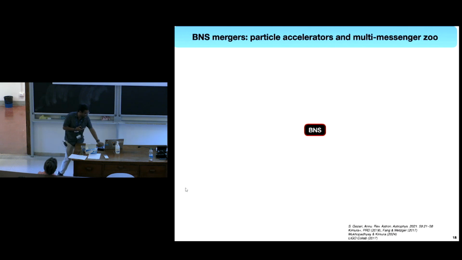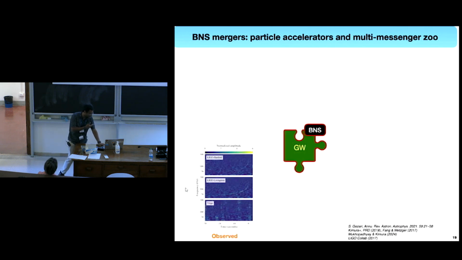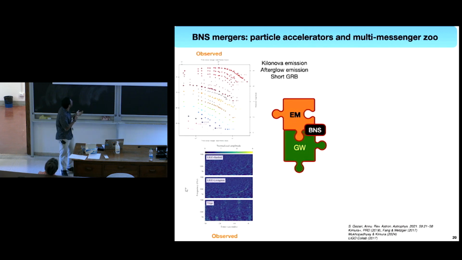Here is BNS sitting in the center, the BNS merger. In gravitational waves, we observed it already from 170817, and hopefully in the future we'll observe more of them. In electromagnetic channels, we also saw the kilonova emission associated with 170817 and the afterglow emission along with the short GRB as well. So this has also been observed.